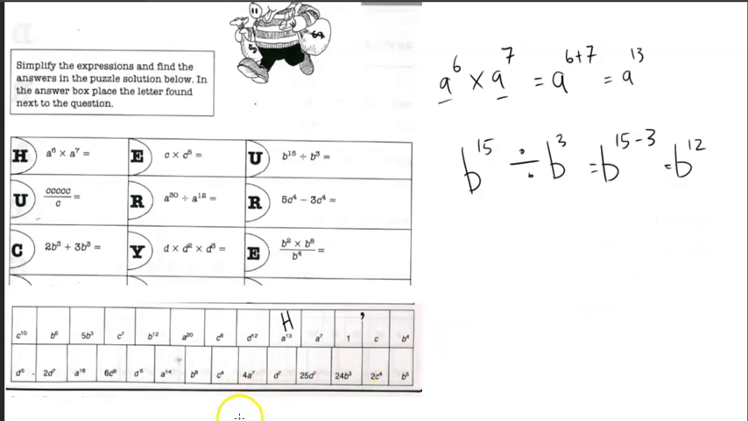Any b to the power 12 that you can see here gets a letter u in it. So b to the power 12, there's a u here. That's a letter u. Any other b to the power 12? Not that I can see.